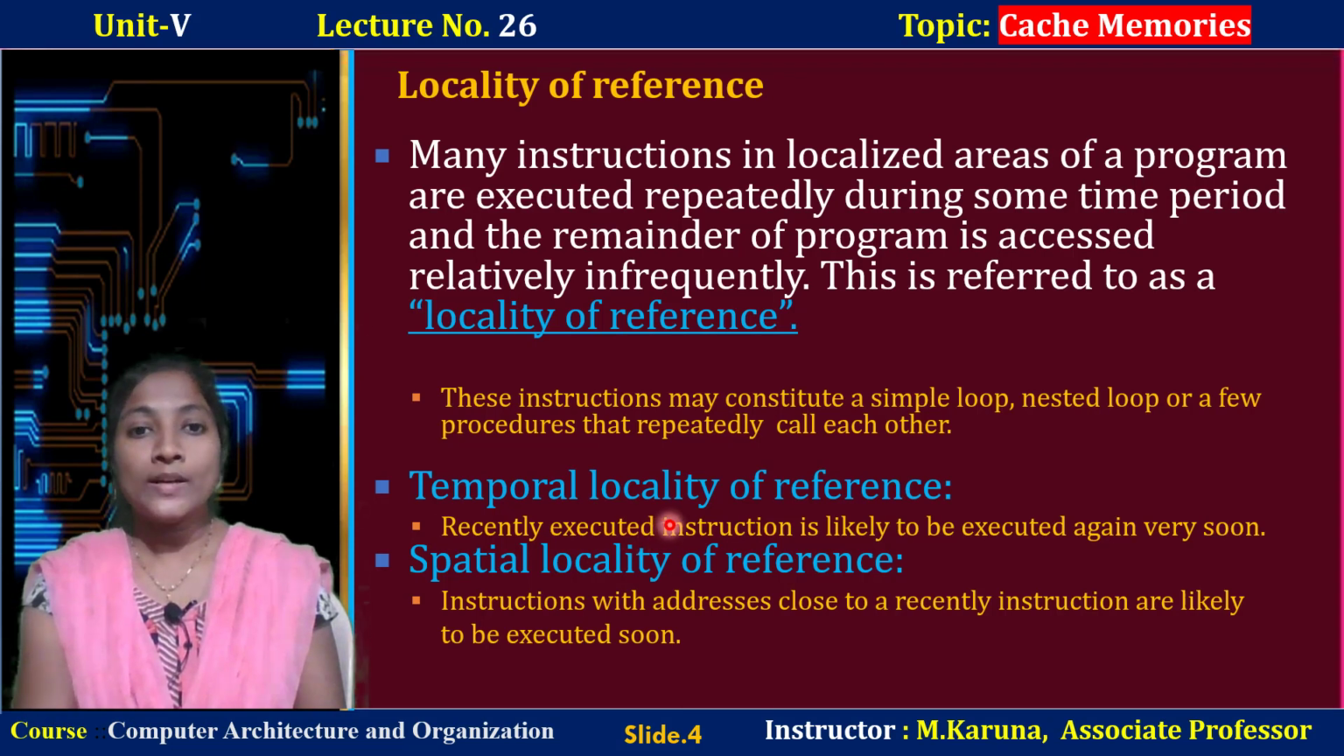There are two kinds of locality of reference. One is temporal, another is spatial locality of reference. Temporal locality of reference means a recently executed instruction is likely to be executed again very soon. Spatial locality of reference means instructions with addresses in close proximity to a recently executed instruction are likely to be executed soon.